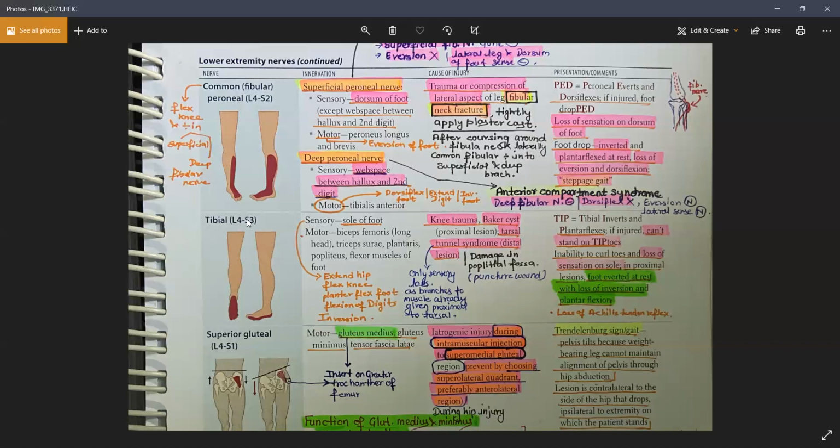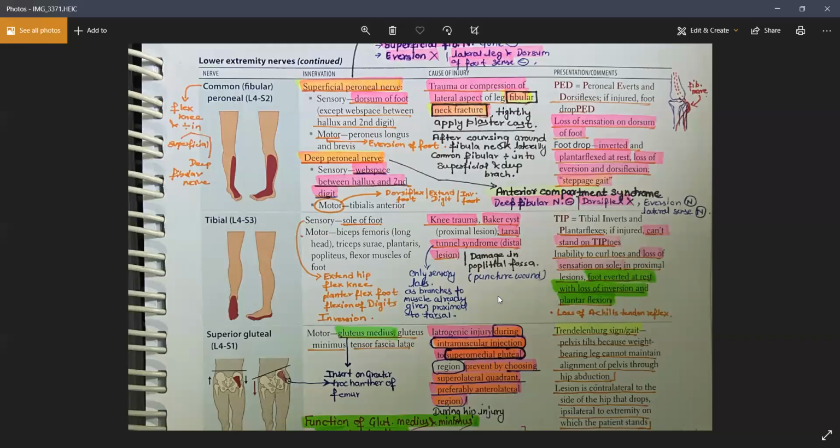You will have the deficits for the tibial nerve, and only the sensory loss will happen, because all of the branches to the muscles are already given off. So whenever you have tarsal tunnel syndrome, only the sensory loss happens, right?